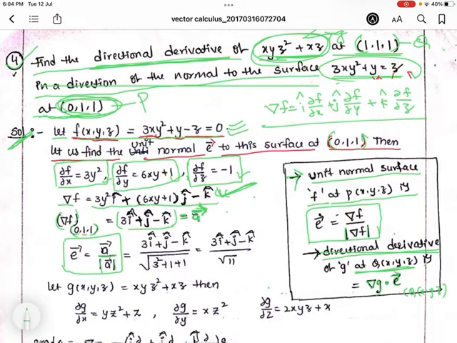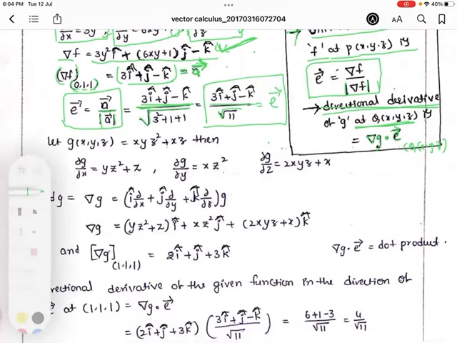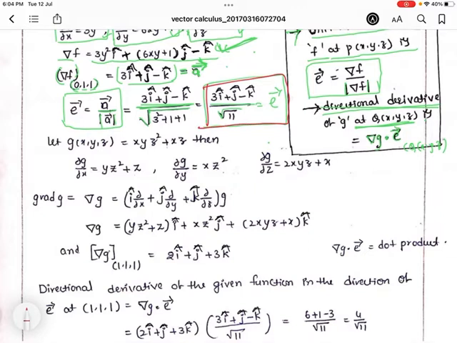Substituting vector A over the modulus of vector A, after simplification I get (3i cap plus j cap minus k cap) by root 11. This is our vector e. Vector e is equal to (3i cap plus j cap minus k cap) by the square root of 11.